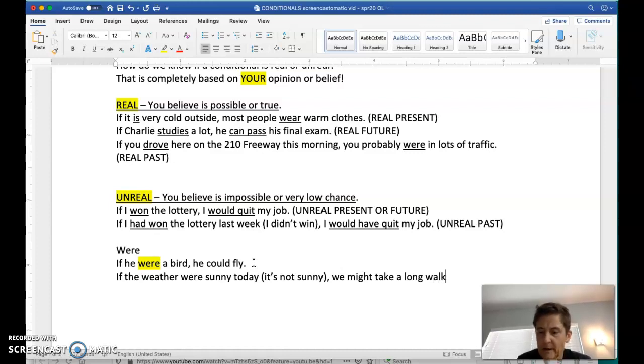Okay? But it's not sunny, so we won't take a long walk. Okay, so here we go. Usually we say "was," but if the weather were sunny today, we might take a long walk. So what tense is that?